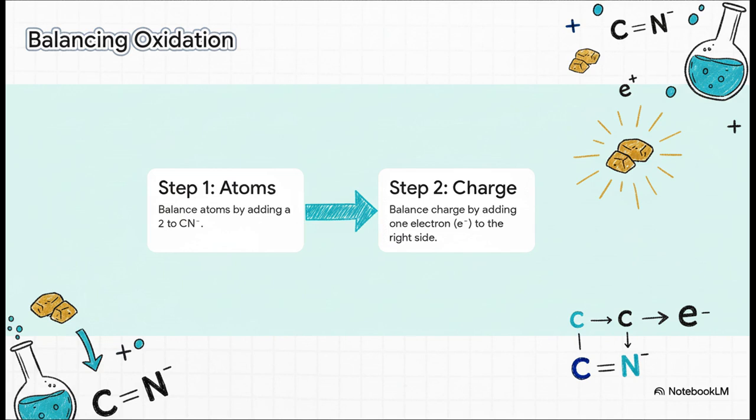So we look at the left and the right. We've got one gold atom on each side. Perfect, that's already done. But wait, see that complex on the right? It has two cyanides in it. So that means we need to put a big 2 in front of the cyanide on the left side to match. Easy, right? Okay, step 2, balance the charge. We'll just pop one little electron onto the right side, and that'll make the charges on both sides totally equal.